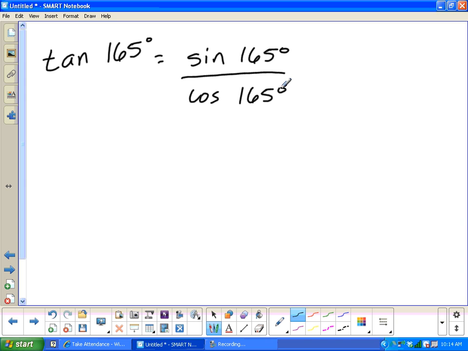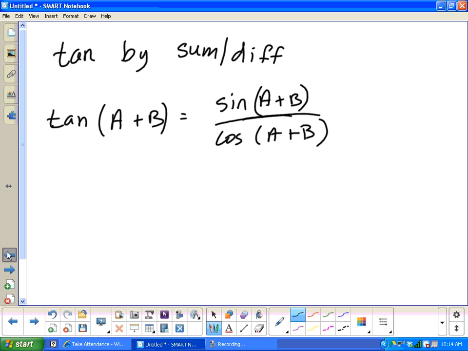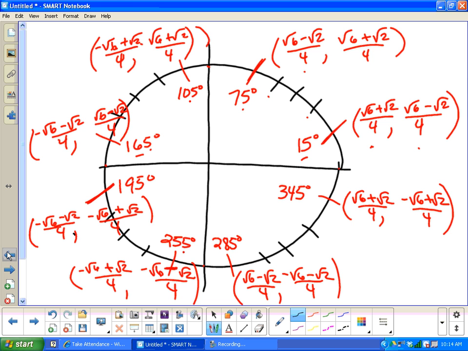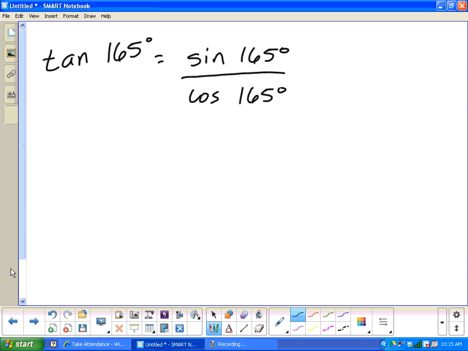We could do sine of a plus b to find that, but we're going to cheat a little bit. We're going to go and memorize it. So let's go with sine of 165. What would be the sine there? Square root of 6 minus square root of 2 over 4.